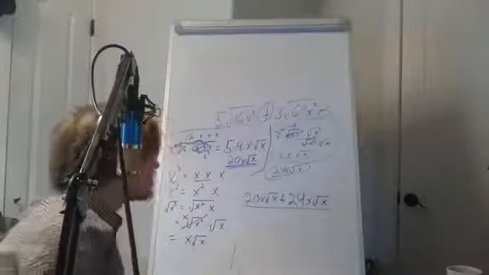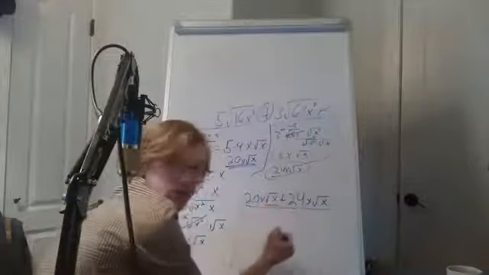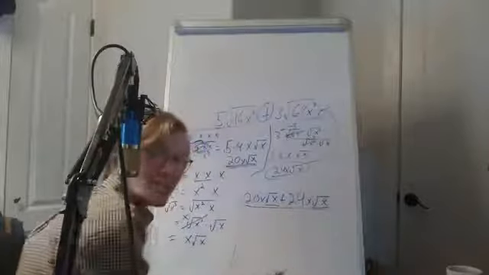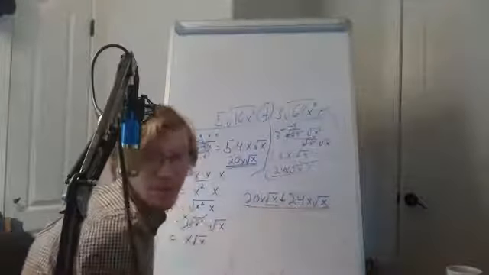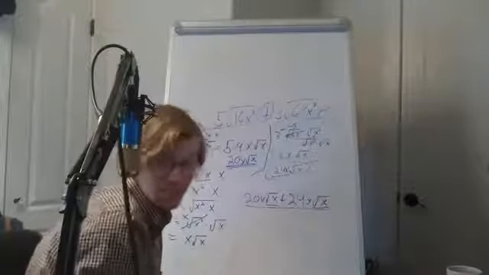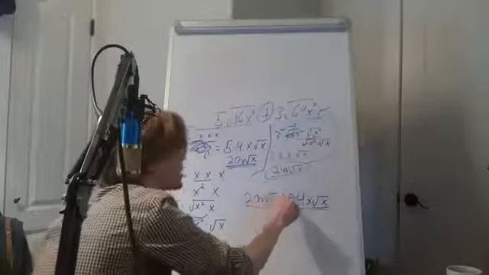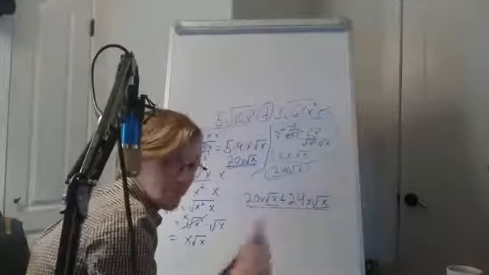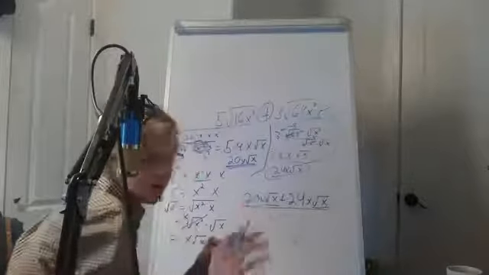And we're not done because, what do we got there? Square root of x. What do we got there? Square root of x. So what this means is these are like terms. They both have the same radical. They're like terms, so we can actually combine them. We can add them up. All that means is add, like we would do in a regular equation.